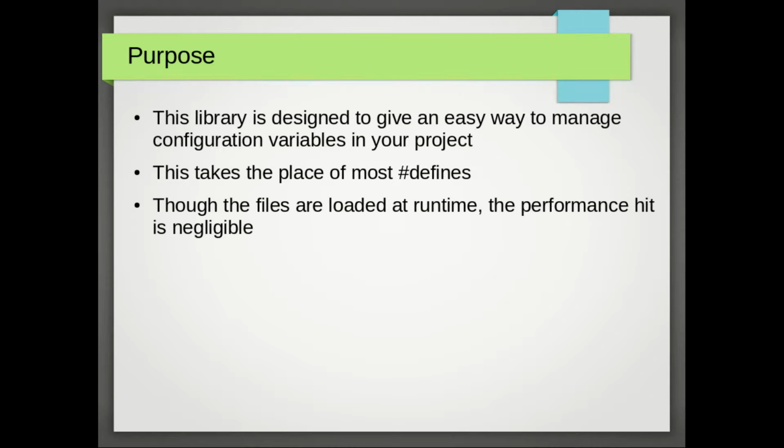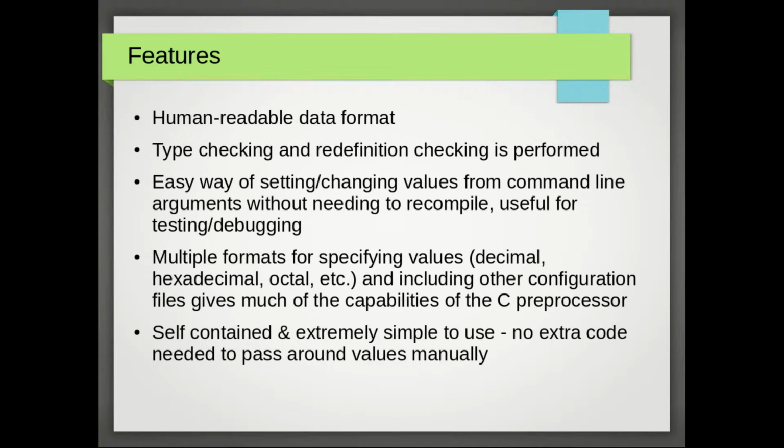So I wrote a library that loads settings at runtime from external configuration files, which basically replaces most cases where you need to use pound defines. And even though it is done at runtime, it still has almost no performance hit. I created a system where you have a human readable data format, and type checking and checking for redefinition of something also gets done.